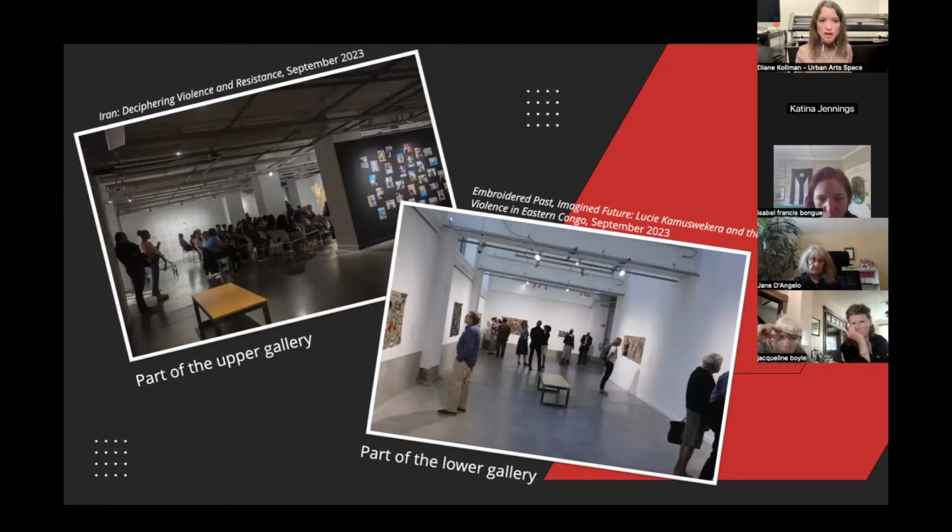So we have part of the upper gallery here. That was a group show from Iran, Deciphering Violence and Resistance. And then this is a portion of the lower gallery that had another show. This was a solo exhibition of embroidery from an artist in the Eastern Congo. And so those two shows actually coexisted in the space. They're both sort of related to post-colonial violence, and so they complemented each other nicely, even though they were about different regions of the world.